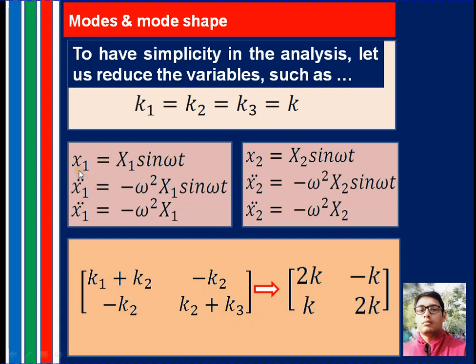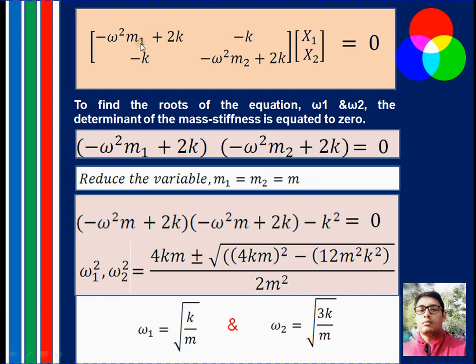And what about this x1? Small x1 is X1 sin omega t, small x2 is X2 sin omega t. We will get the corresponding accelerations x1 double dot and x2 double dot. So here the mass matrix and stiffness matrix together we can write in this form, because in the previous matrix we got the expression for k and m separately. Combining together we will get this expression.